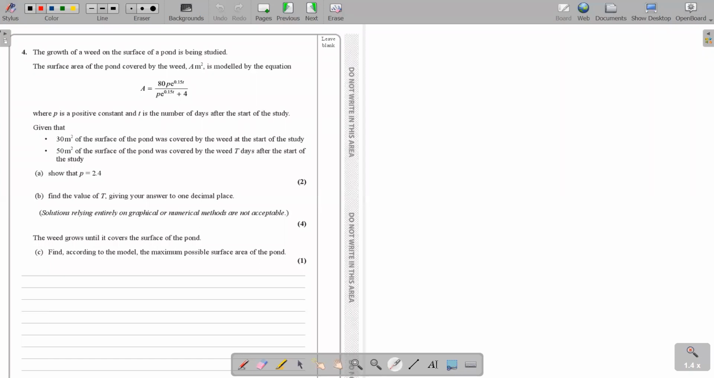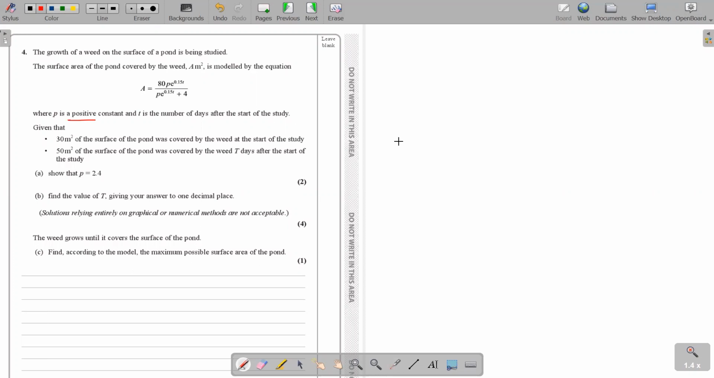Question number 4. The growth of a weed on the surface of a pond is being studied. The surface area of the pond covered by the weed, A square meters, is modeled by the equation A equals 80pe^(0.15t) divided by pe^(0.15t) plus 4, where p is a positive constant. So keep these things in mind. p is a positive constant and t is the number of days after the start of the study.